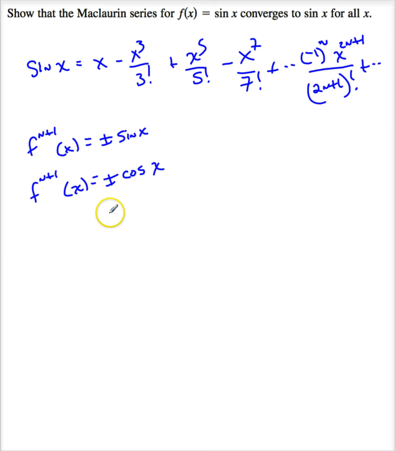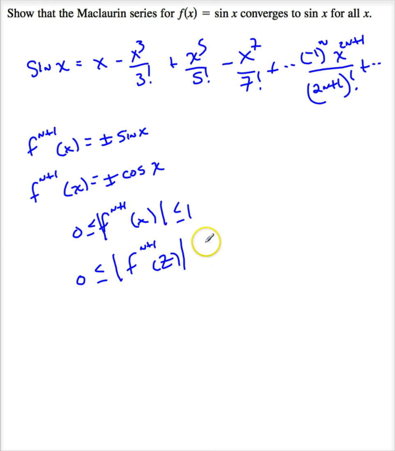So I know that no matter what, the next derivative is less than or equal to 1 in absolute value. So I know that this derivative is bounded by 1. No matter what x I put in, I know that this is going to be less than or equal to 1. Therefore, for any z I pick in my interval, the n plus first derivative of that is also going to be less than or equal to 1.